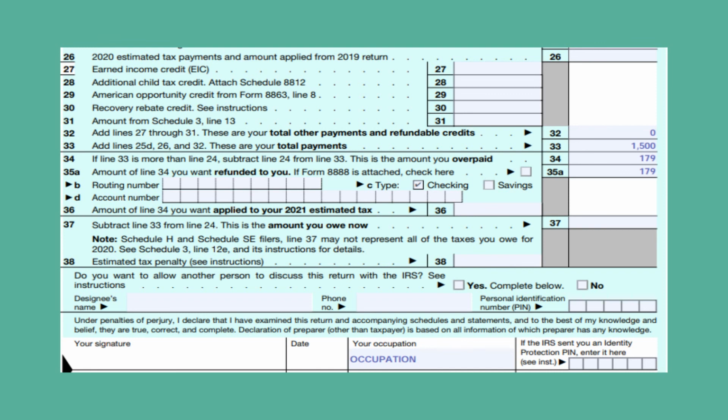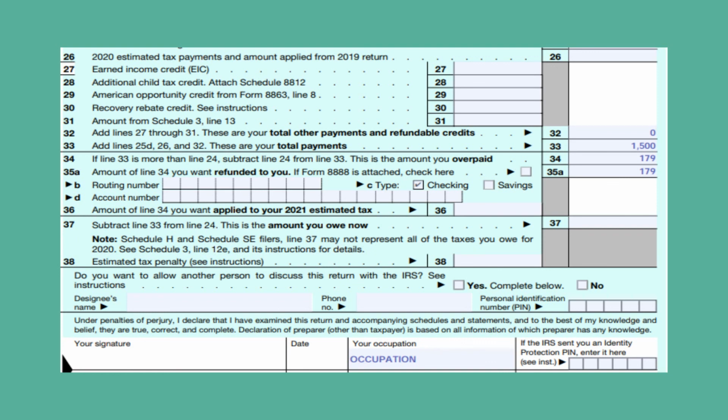If you want it directly deposited into your bank account, check the type of account that you have on line 35C. Also complete the routing and account information on lines 35B and D. If you don't want it directly deposited into your bank account, cross off lines 35B and D and the IRS will send you a check directly.